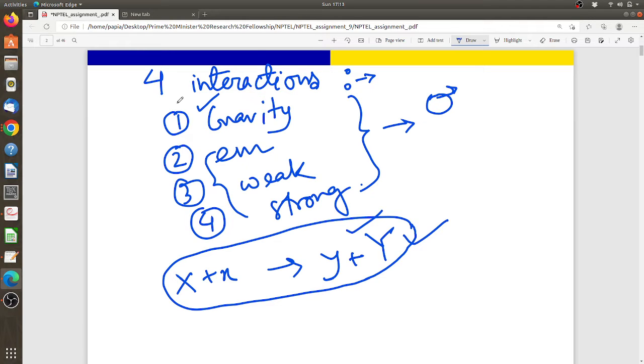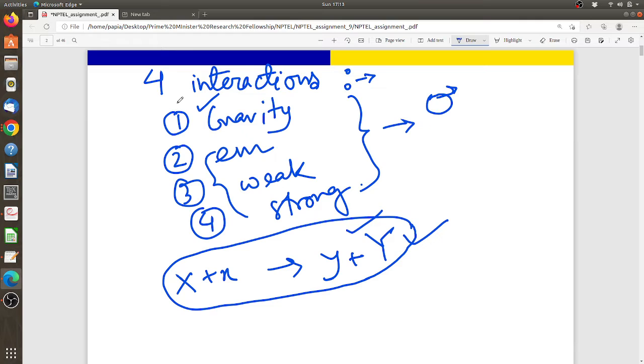Among these four interactions, the first one we will not talk about, because in nuclear and particle physics gravity is very small, so we will basically talk about electromagnetic, weak and strong. Most of the questions coming from nuclear and particle physics are totally based on this: let's say one interaction is given and we have to tell what type of interaction it is. Is it electromagnetic, is it a weak interaction, or is it a strong interaction? That type of question is 90%, and the remaining 10% is different from that.